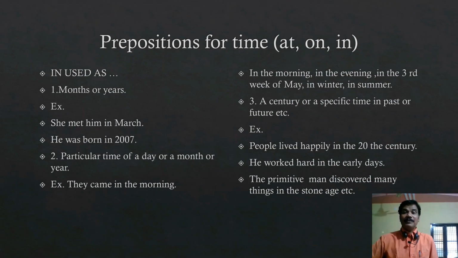Prepositions for time: at, on, in. "In" is used for months or years. Example: She met him in March. He was born in 2007. It is also used for a particular time of a day, a month, or a year: they came in the morning, in the evening, in the 3rd week of May, in winter, in summer. And for a century or a specific time in the past or future, etc.